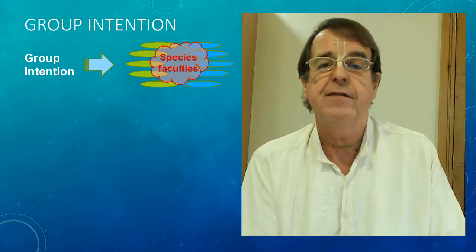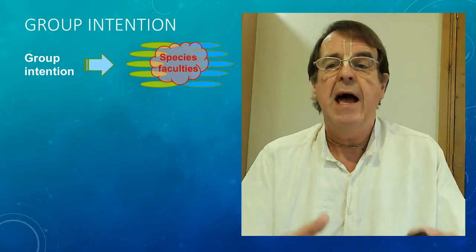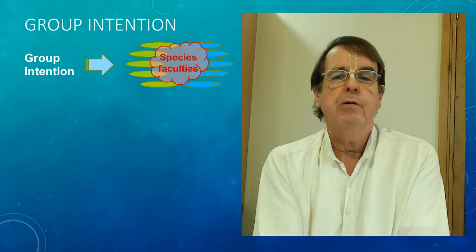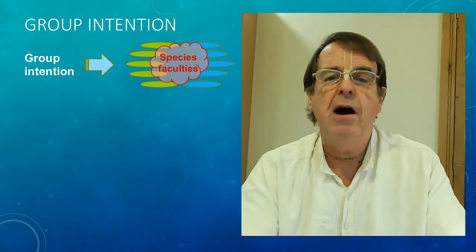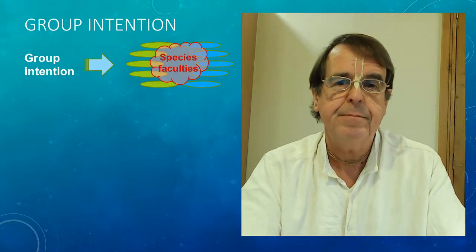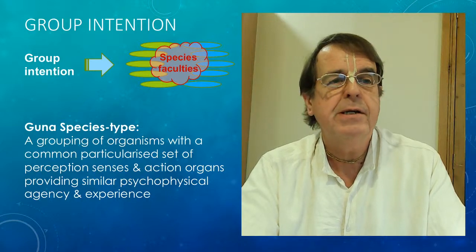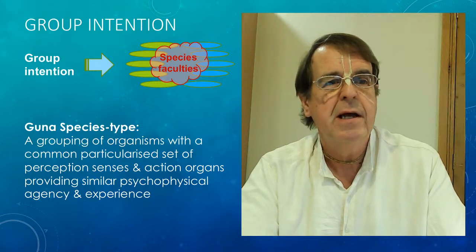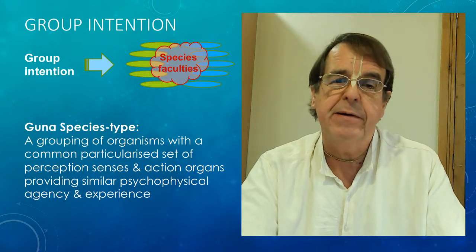Along with the cognitive faculties to match those aspirations and the functioning of those particular senses and organs. So we would have a total package of faculties for a type of species. And this is our definition of a guna species type as we gave it last week, which was a grouping of organisms with a common particularized set of perception senses and action organs, providing similar psychophysical agency and experience.